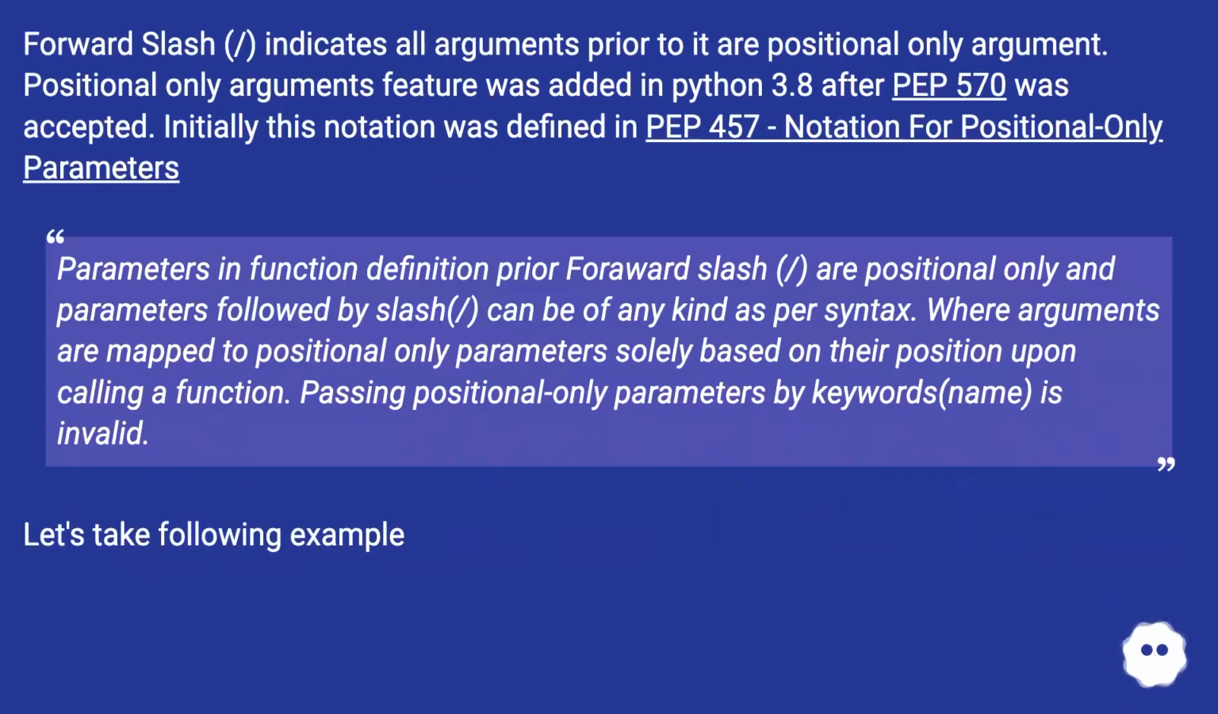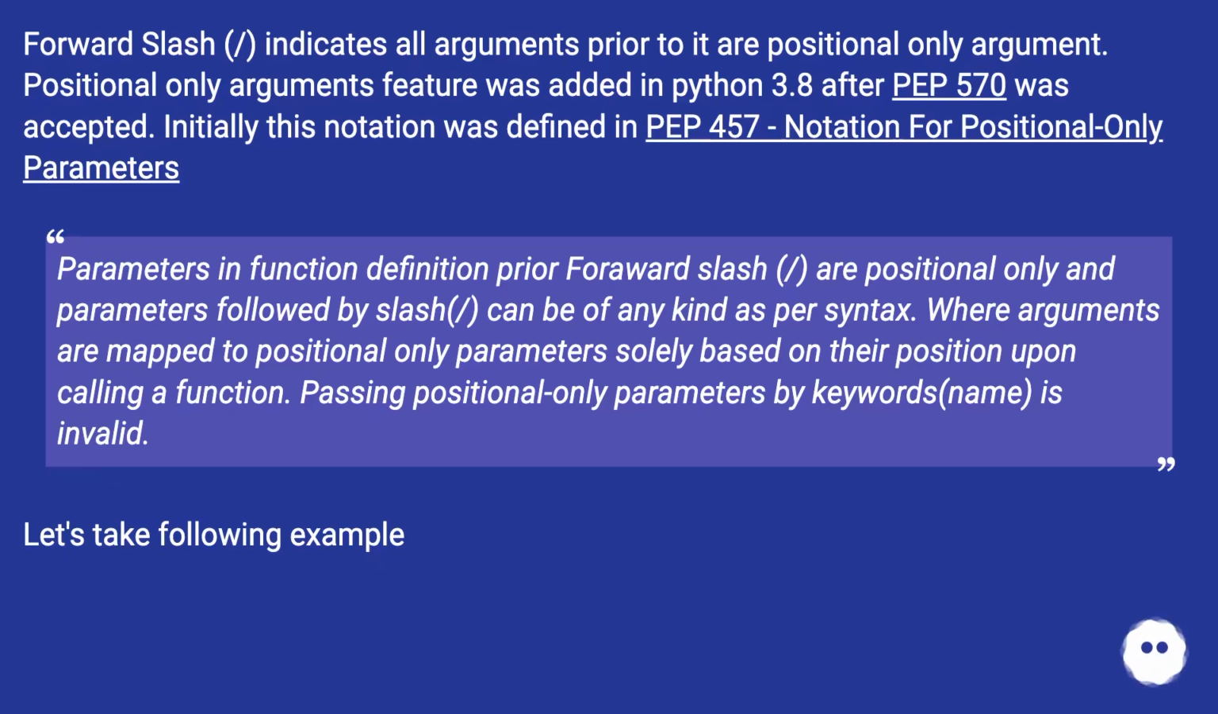/ indicates all arguments prior to it are positional only arguments. The positional only arguments feature was added in Python 3.8 after PEP 570 was accepted. Initially this notation was defined in PEP 457, notation for positional only parameters. Parameters in a function definition prior to a / are positional only, and parameters followed by / can be of any kind as per syntax. Arguments are mapped to positional only parameters solely based on their position upon calling a function. Passing positional only parameters by keywords, a name, is invalid.